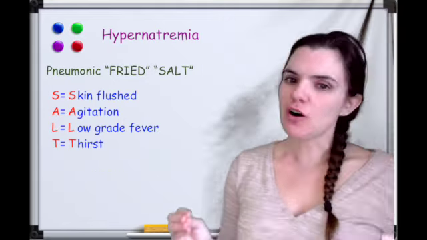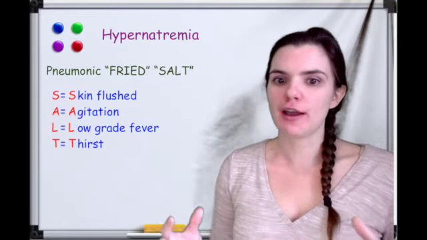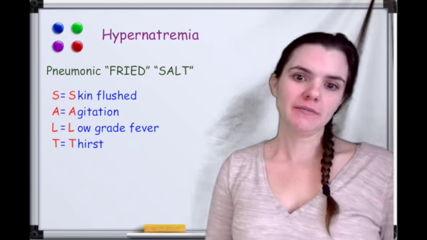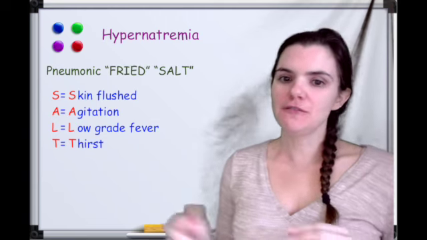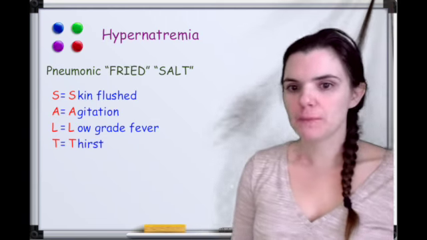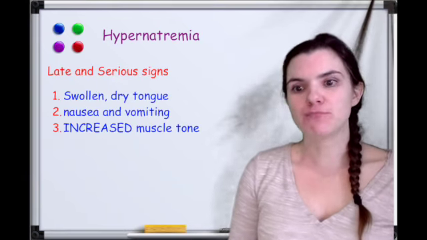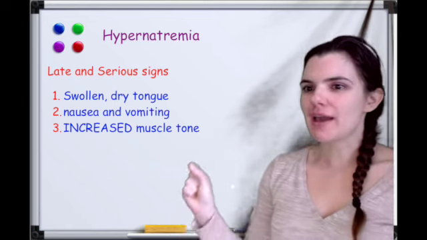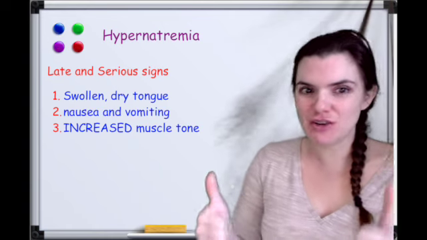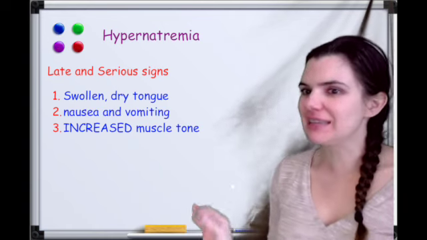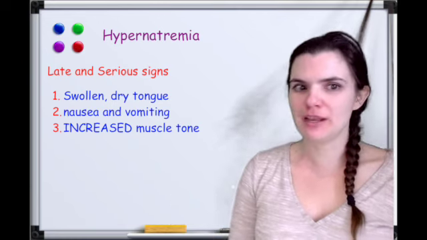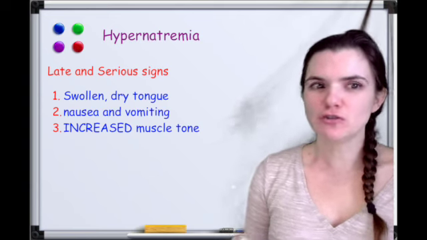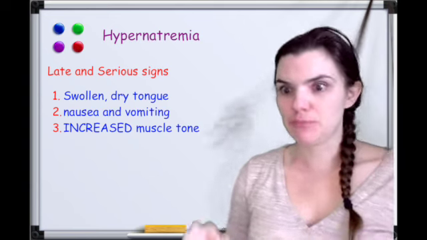And then the mnemonic SALT is pretty similar to the mnemonic FRIED. So S is for skin flushed, A is for agitation, L is for low grade fever, and T is for thirst. Now, late and serious signs of hypernatremia, and this is a big tip for the NCLEX, is a swollen, dry tongue, nausea and vomiting, and increased muscle tone. Now, these are very late signs of a very severe hypernatremia, but the NCLEX does like to ask those types of questions, and so just write those down and remember those as a good tip.